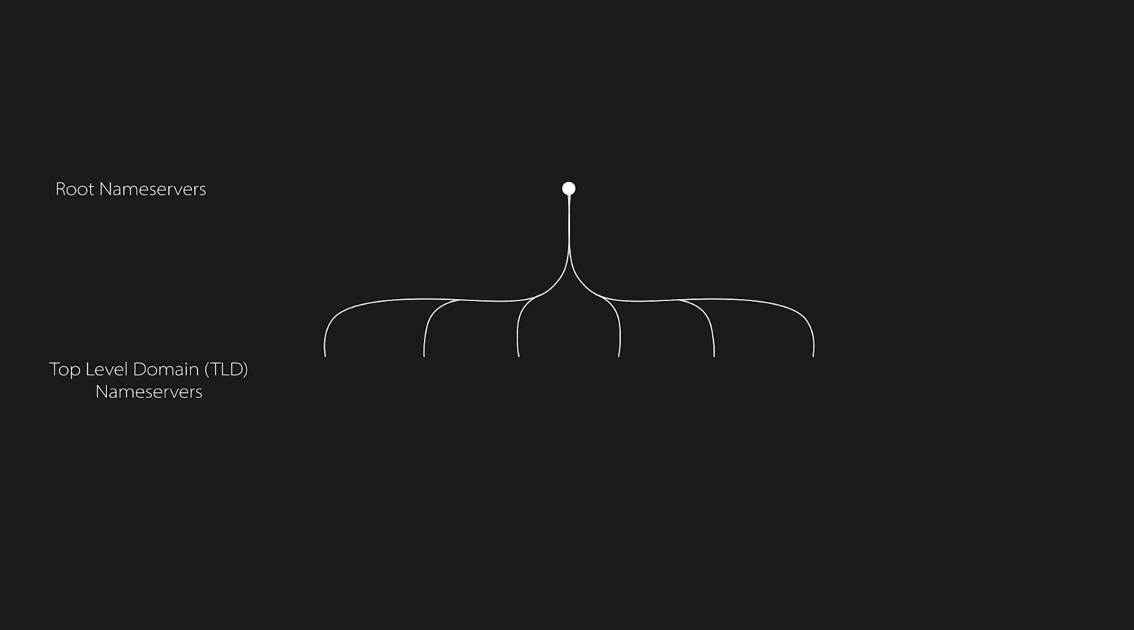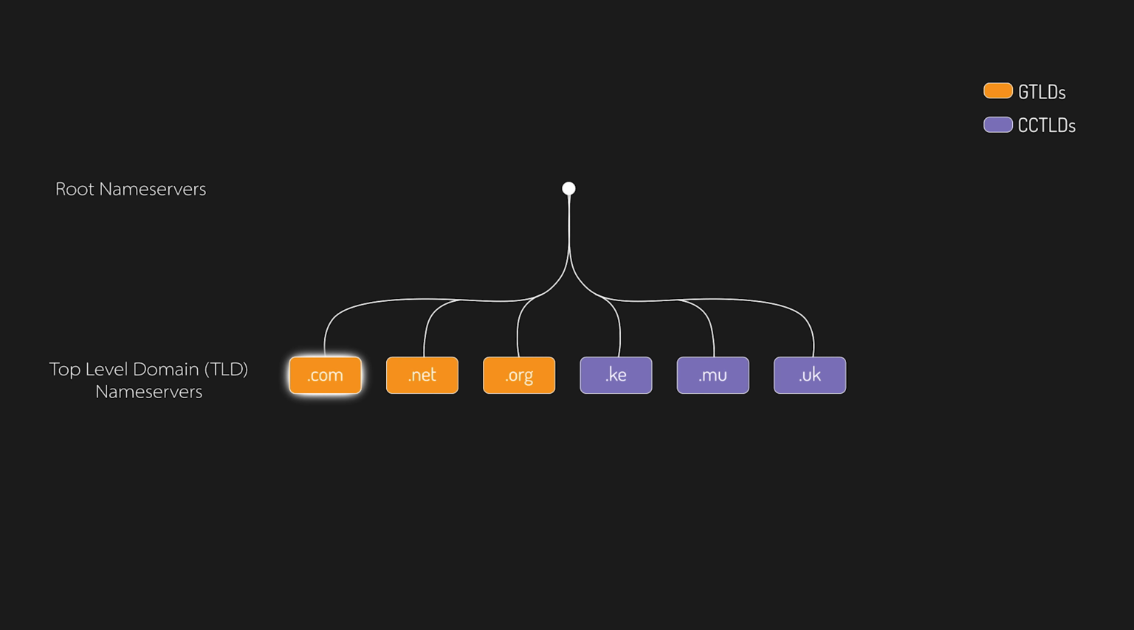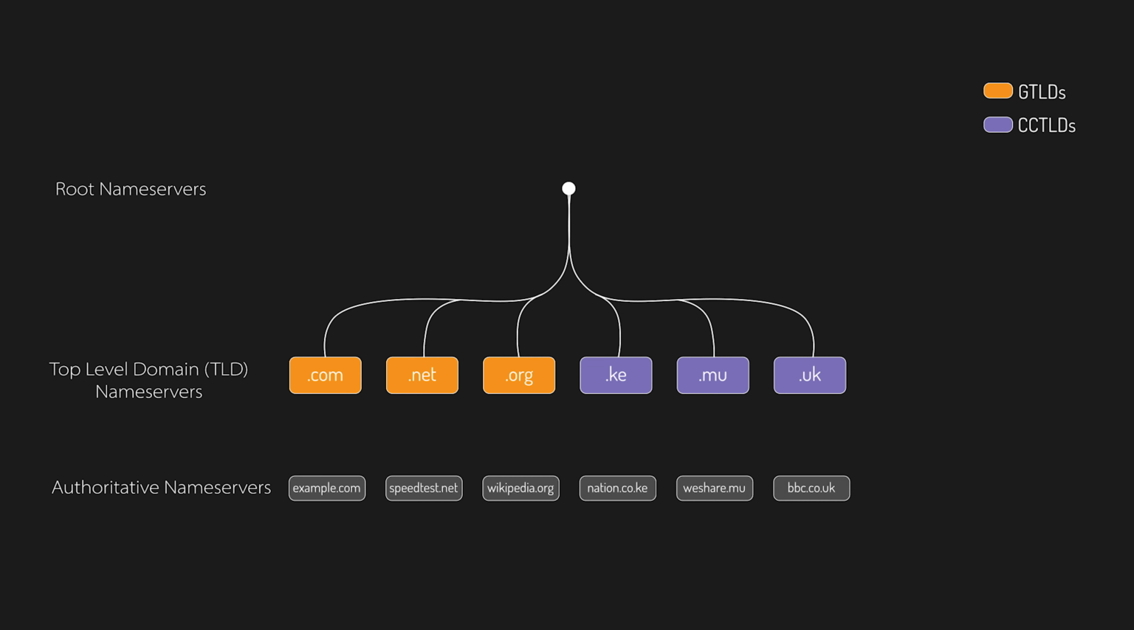DNS operates in a hierarchical structure, starting with the root, symbolized by a single dot. Root servers direct queries to the appropriate top-level domain servers like .com, .org, or country-specific TLDs like .uk. Each TLD then delegates authority to the authoritative name servers responsible for specific domains, such as example.com. These authoritative servers hold the final answer to DNS queries, ensuring that users are directed to the correct IP address.